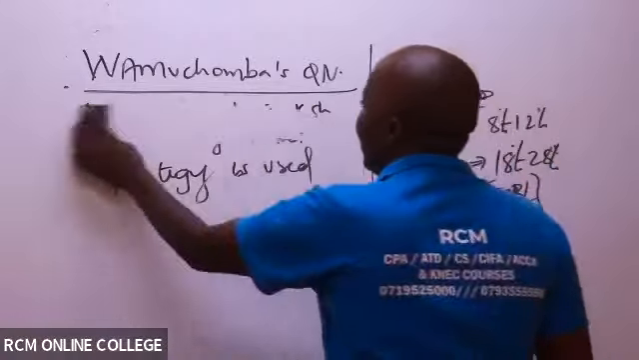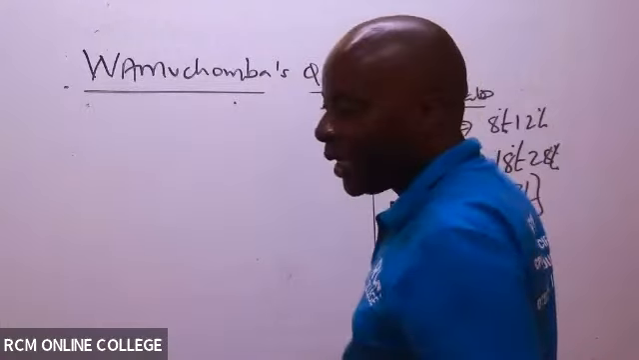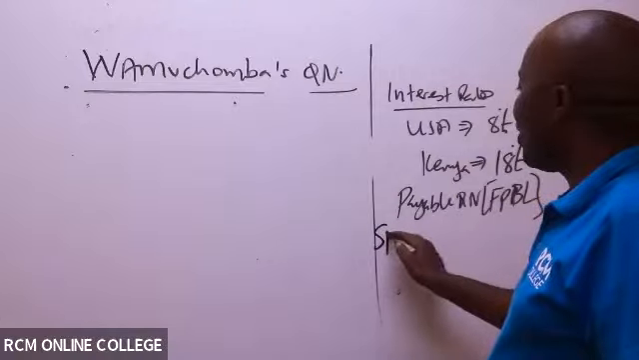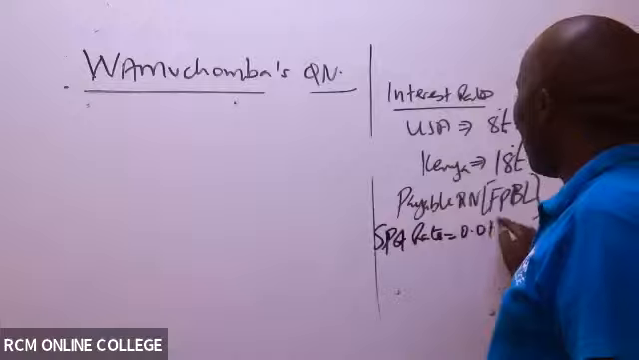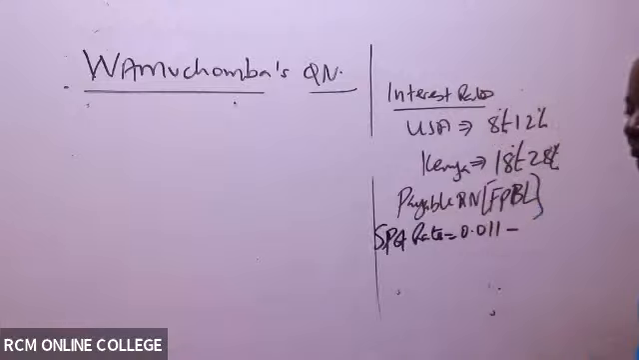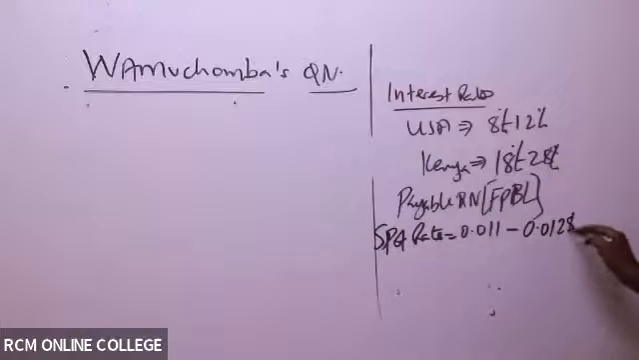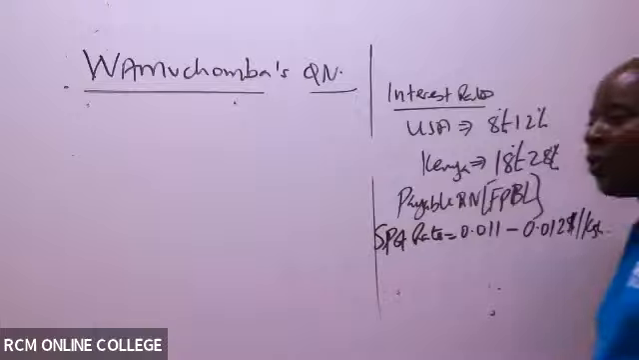Now you can draw that table. Oh, guys, you never gave me spot rate. Spot rate was 0.0112. $0.012 per Kenya shilling. Now let's draw our table.